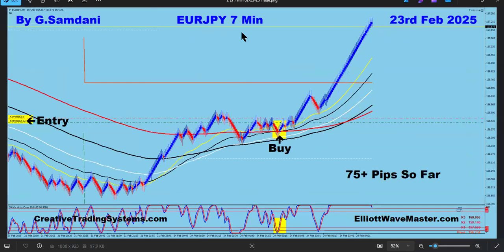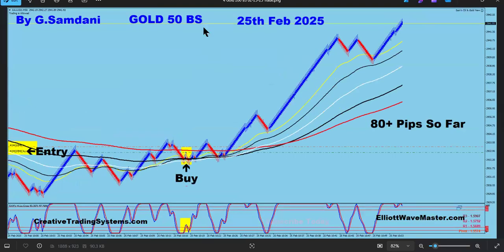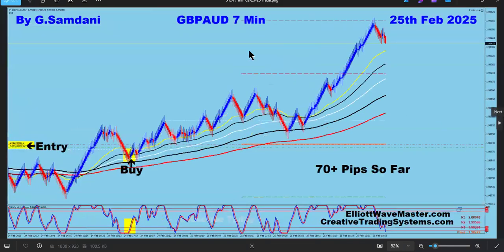This is Euro Yen from the 7-minute chart on the same day, and the entry is right there. This is USD Yen. Yen was getting weaker, so all the yen pairs went up. Then on the 23rd and 24th, this is for 50 pips from the 7-minute chart, sorry. This is gold going to the upside for 80 pips on the 25th. Buy orders right there. And this is Pound Aussie, a big move to the upside. Buy orders right there for 70 pips from the 7-minute chart. It looks big, but it's not that big, because it's a 7-minute chart.